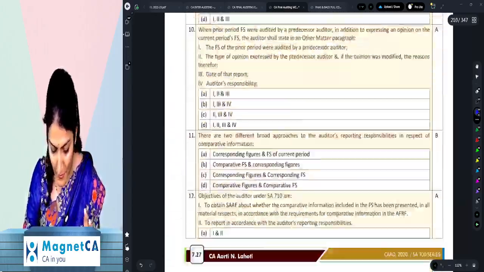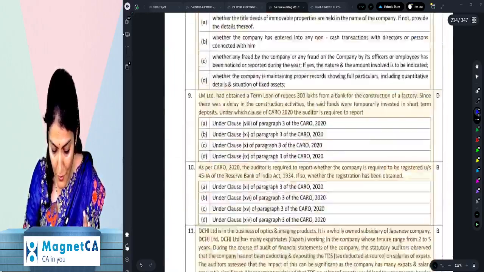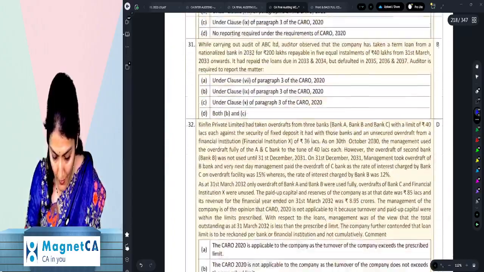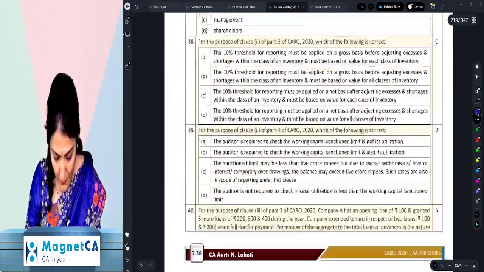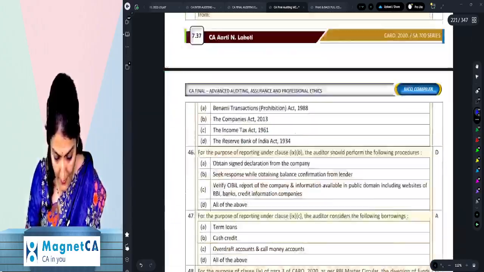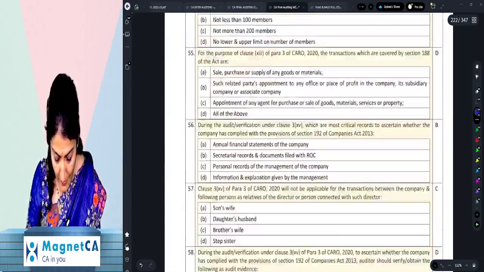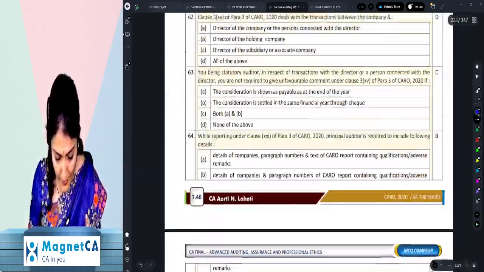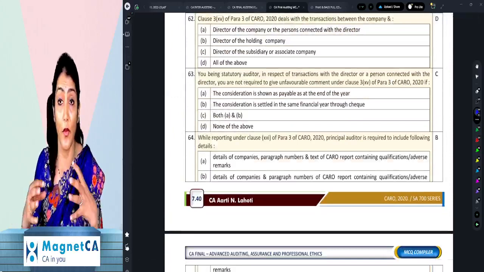Then the 706, 710, 720, then our CARO 2020, right? So CARO, again, you see the number of MCQs on the CARO 2020. We're seeing a lot of MCQs on the CARO, around some 64 MCQs on the CARO, right?